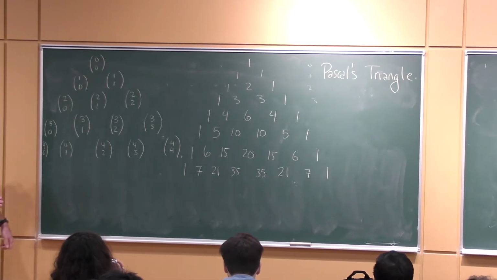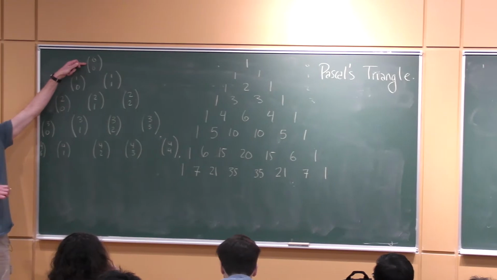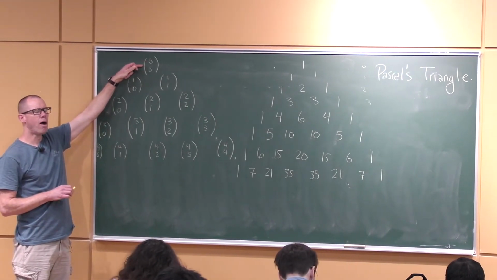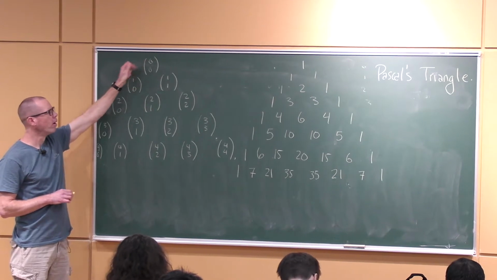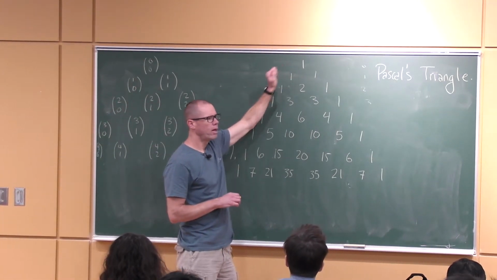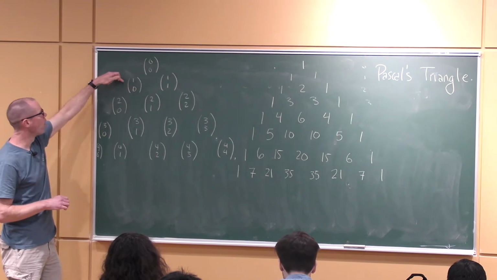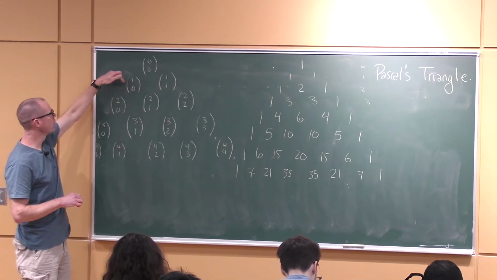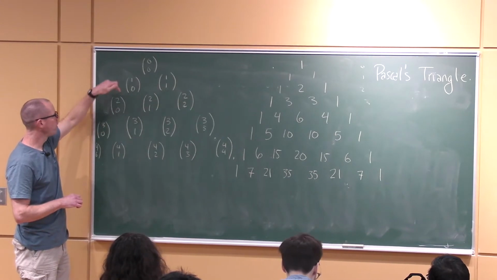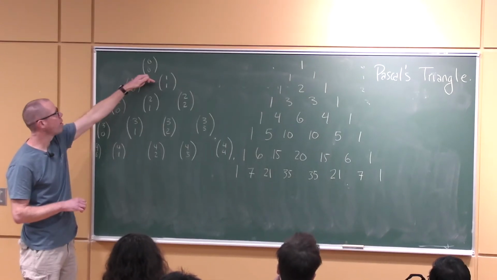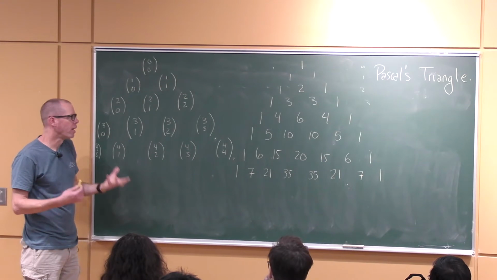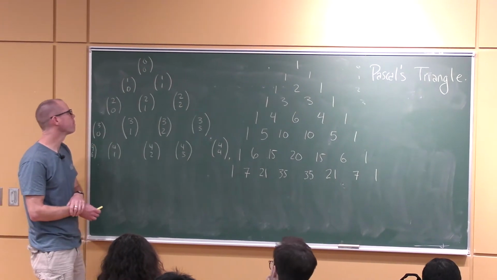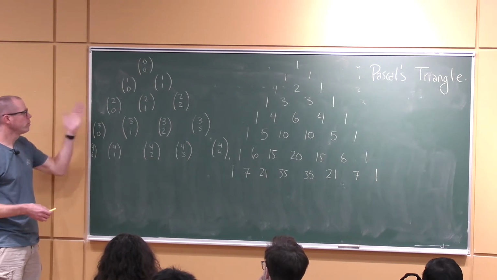Well, up in the 0th row, the number that you have is just 0 choose 0. So how many subsets of size 0 are there of a set of size 0? Well, there's 1 of them. And then the next row is 1 choose 0 and 1 choose 1. How many subsets of size 0 of a set of size 1? There's 1 of those, it's only the empty set. And how many subsets of size 1? Well, it's the set itself. So those two numbers are 1 and 1. And so on and so forth.